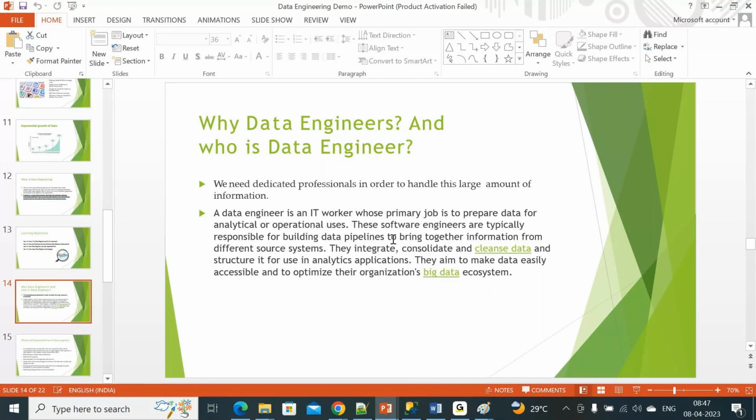Data pipelines bring together information from different source systems. They integrate, consolidate, and cleanse the data structure for analytics applications. What is done by data cleansing here? Let's take the banking example. Some person may cancel a transaction in the middle, some will do a transfer, some a cancellation, credits, debits, everything, a different set of data. But what is the manager interested in? Only the highest transaction data.